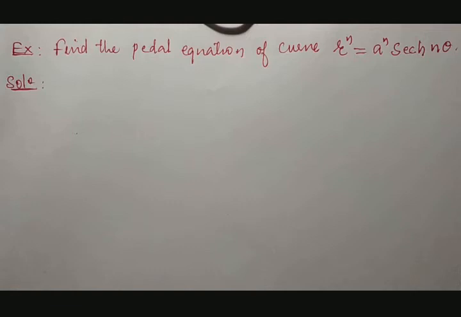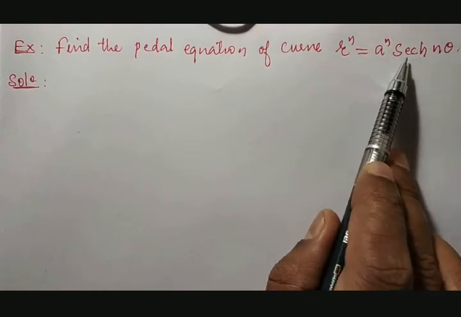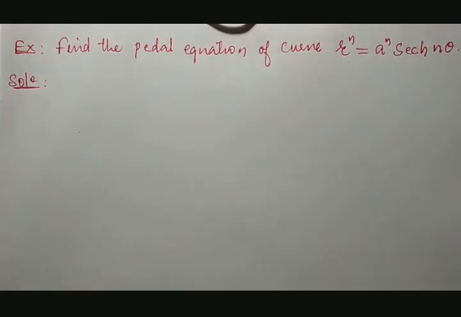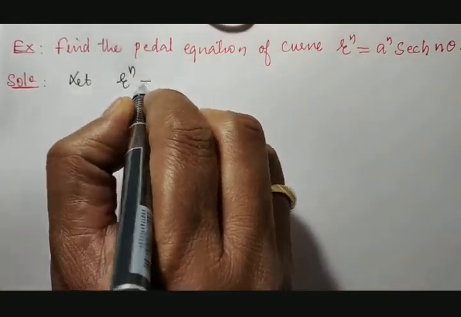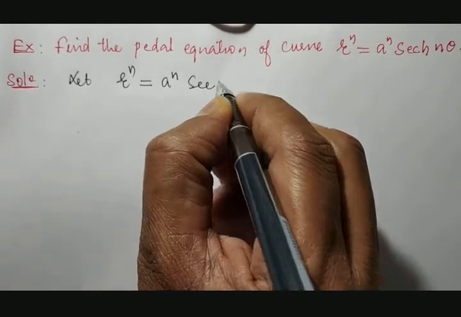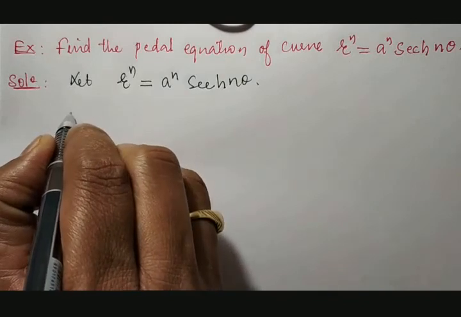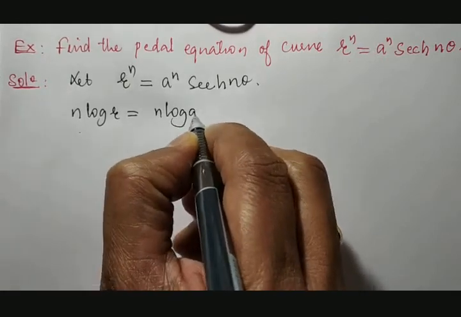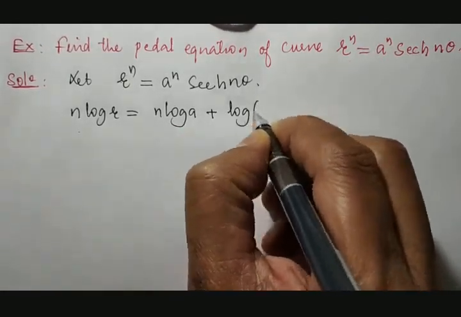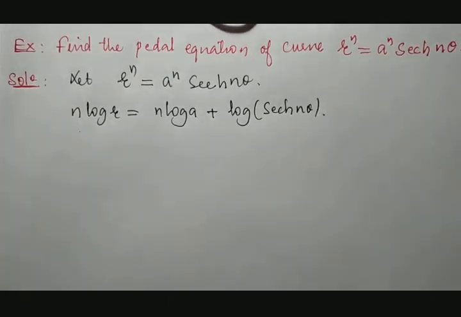In this class, we are going to discuss an example of finding the pedal equation of the curve r raised to n is equal to a raised to n into sech n theta. Very first, we'll consider the given curve r raised to n is equal to a raised to n into sech n theta. Then apply log on both sides. Then it becomes n into log r is equal to n into log a plus logarithm of sech n theta.